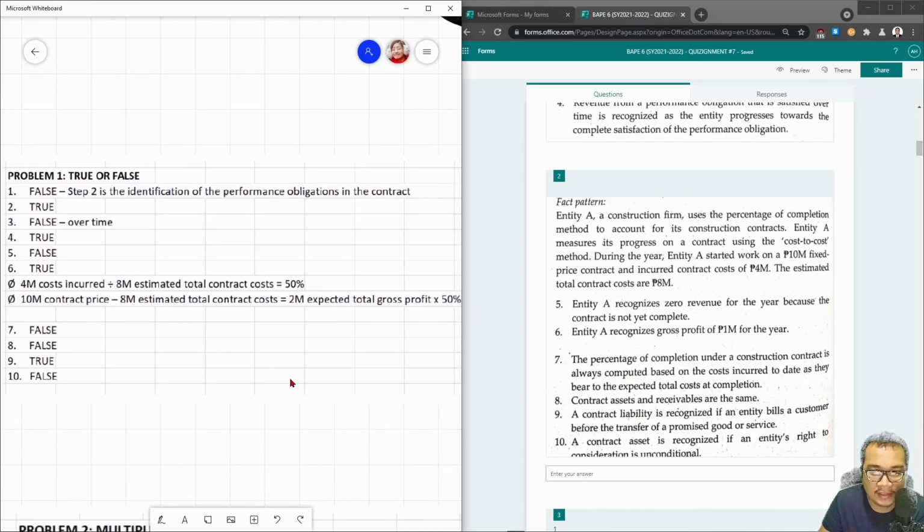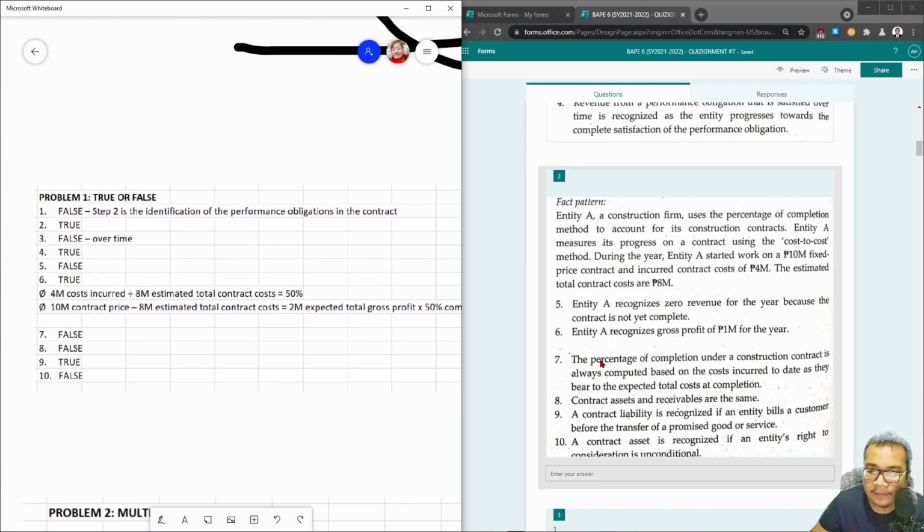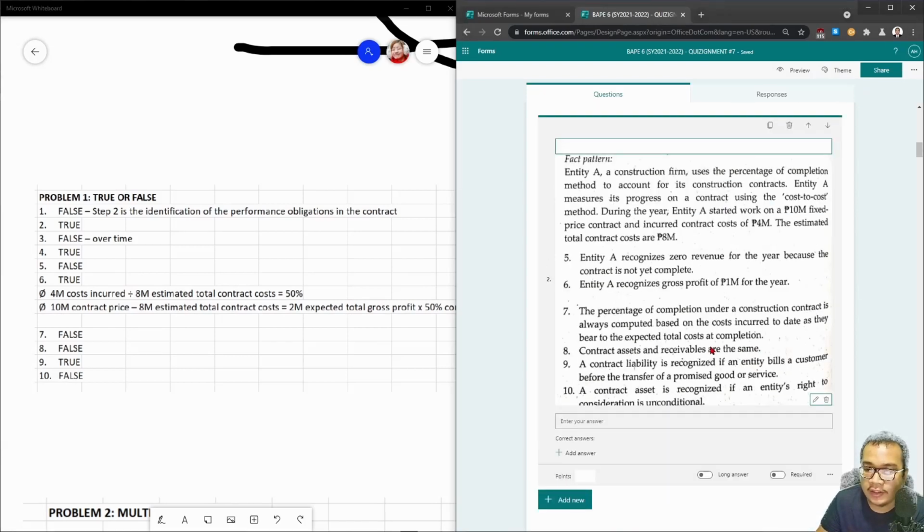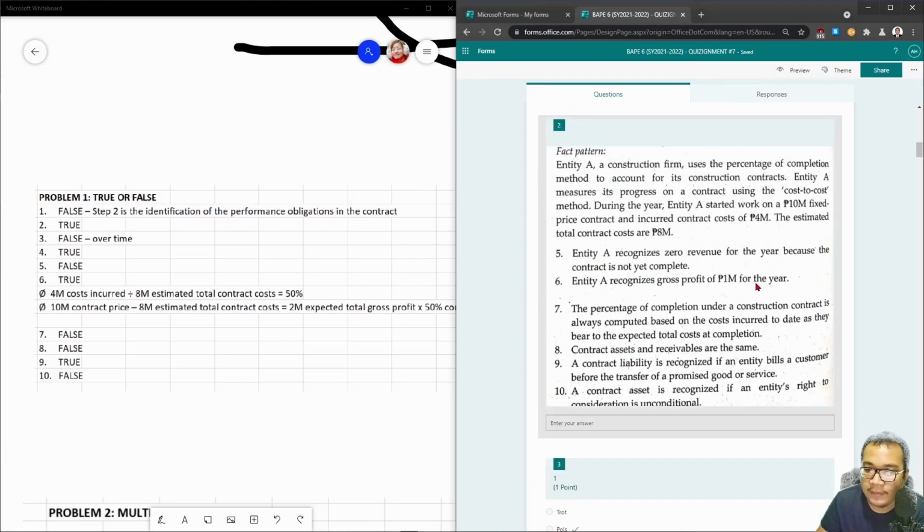Dito pala, nakalagay pala sa side. Number 6. Entity A recognizes a profit of 1 million for the year. Yes, true. Kasi, 5 million ang revenue mo. Ang contract cost mo na ni-revert mo sa construction cost, 4 million. 5 million minus 4 million, 1 million basic.